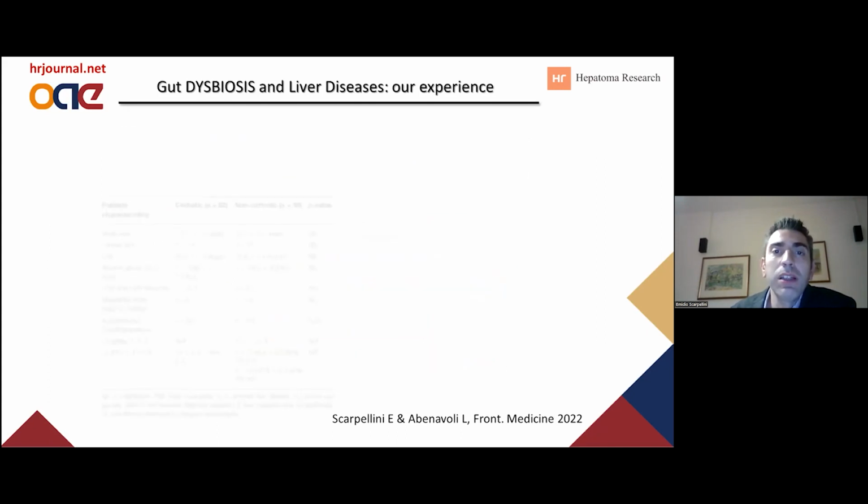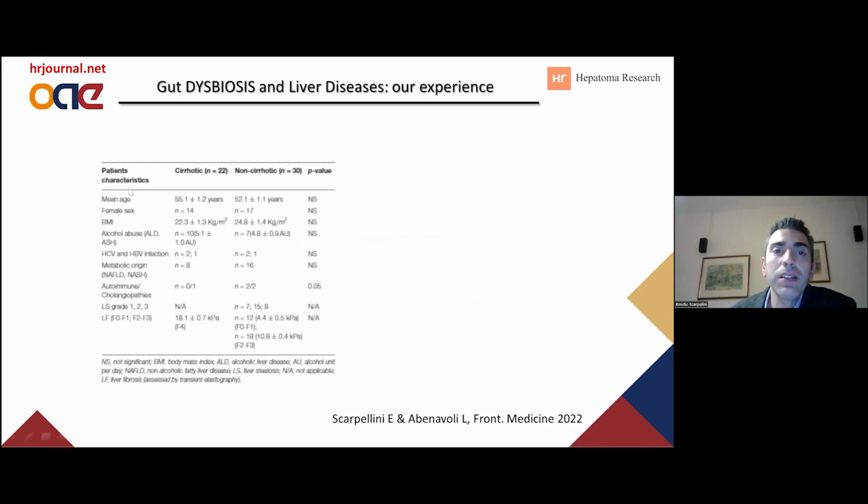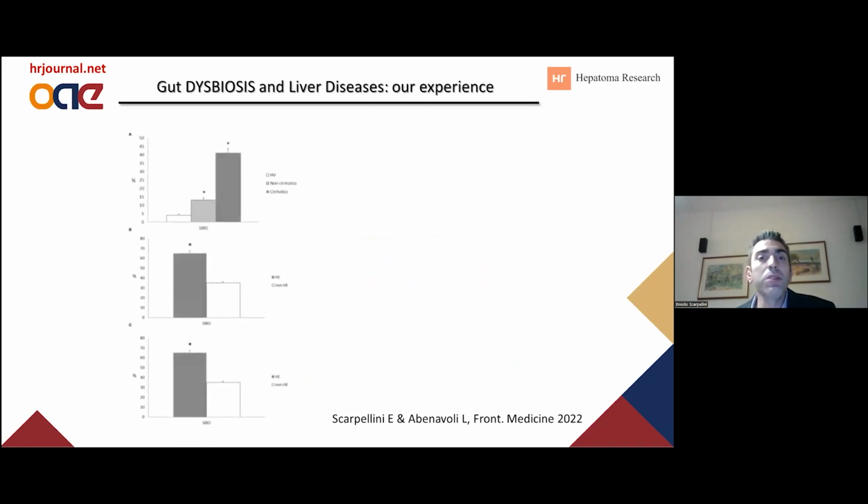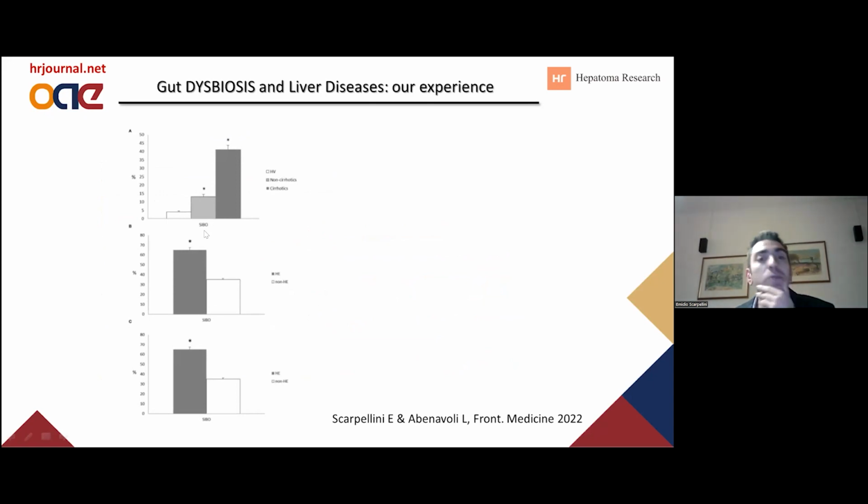And what we saw, analyzing the anthropometric and patient characteristics, is that the two groups of cirrhotic and non-cirrhotic were quite similar. There was a very mild difference in autoimmune or cholangiopathy representation, but it was not statistically significant according to the sample size. What was interesting, and quite overlapping and so confirming literature data, was a significant prevalence of small intestinal bacterial overgrowth in both cirrhotic and non-cirrhotic patients versus healthy volunteers. And this data was more significant for cirrhotic patients with hepatic encephalopathy.